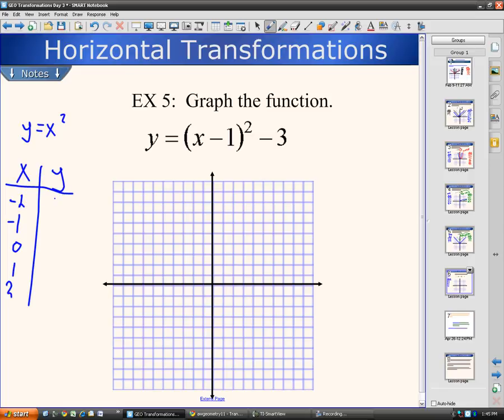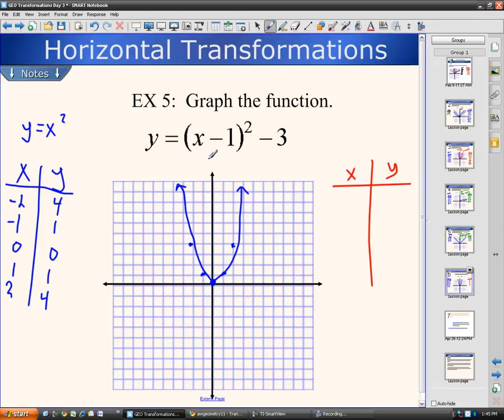So I'm going to plot my parent function. And so I get the graph that looks like this every time for this parent function. Sorry, I missed points, but you get the idea. So then this function over here, I've got to follow my order of operations and simplify this. So I'm going to pick my same values, -1, 0, and 1, and see what happens.